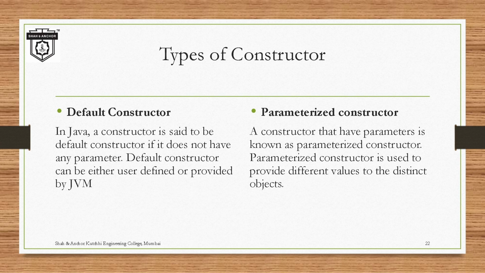A parameterized constructor is a constructor that has parameters. It is used to provide different values to distinct objects. I can pass two values, I can pass a single value, I can pass different data types, integer, character, whatever I want to pass in the constructor. Based on the type of parameters I pass, the particular constructor will get invoked.